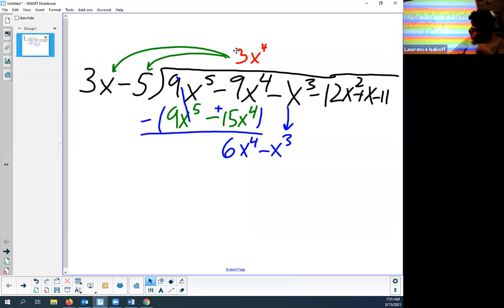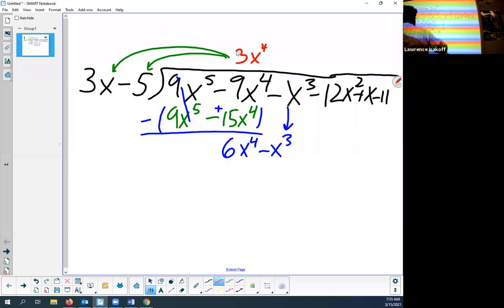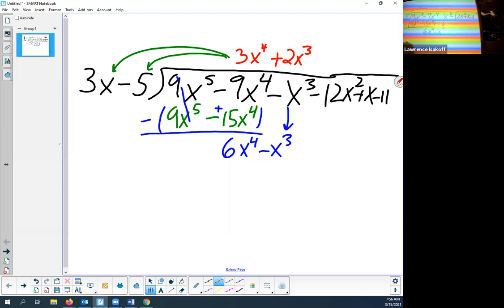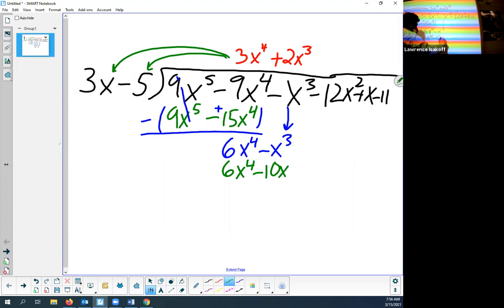So 2 times 3 gives me 6. So again, 2x. And then the power should be 1 lower. So 2x to the 3rd. Perfect. 2x cubed times 3x gives me 6x to the fourth. That's conveniently going to cancel. And then 2 times a negative 5 gives me a negative 10x cubed.